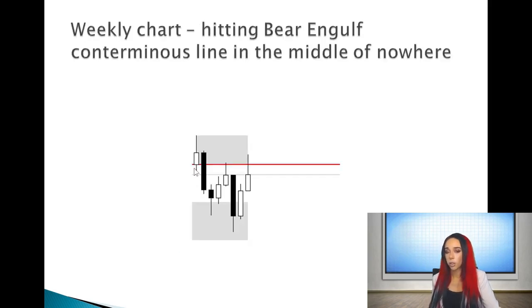Here's a weekly chart of euro dollar reaching a bearish engulfing conterminous line, middle of nowhere. And obviously it's a supply area, but it's weakened by a number of things. Already a test of the zone, lack of profit margin, you name it. So it is a weak area. So by traditional supply and demand rules on the weekly chart, this would be a no-go. I'm going to mark this area with a red line.